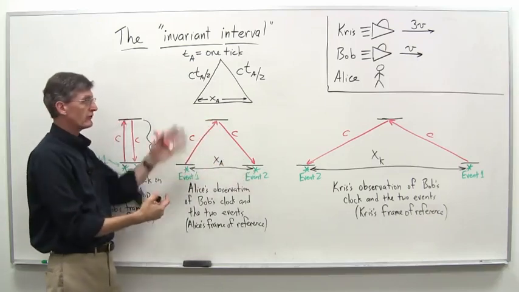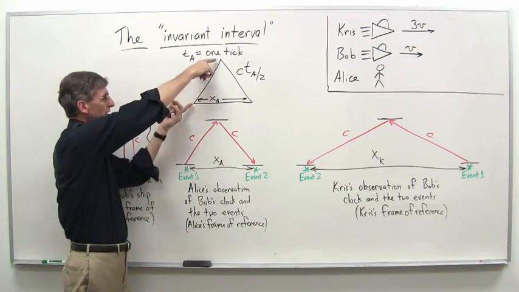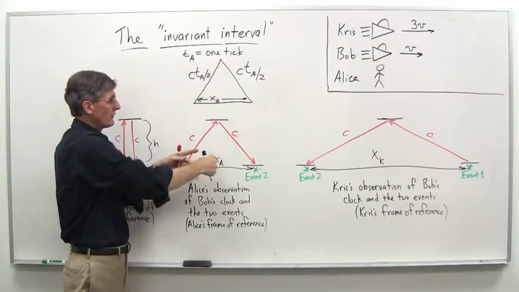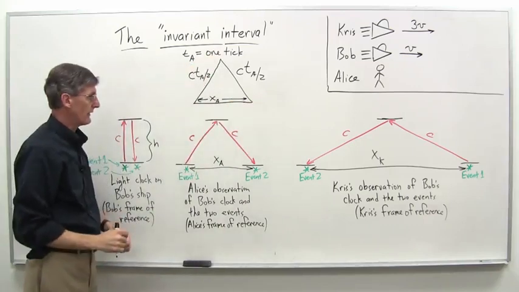And the distance is the speed of light times that time of travel. So c ta over 2 is the distance of that part of the leg. xa is the distance here. c ta over 2 is the distance of that part of the leg.